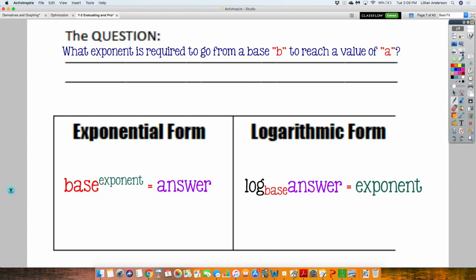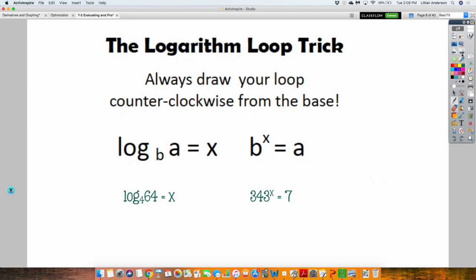All right. Before we look at the inside of this foldable, before we get to those examples, let's look at a couple of things. That's what the yellow sheet is. Let's look at the yellow sheet. First, a way to remember how to go from one form to the next. It's called the logarithm loop trick. Always draw a loop counterclockwise from your base.